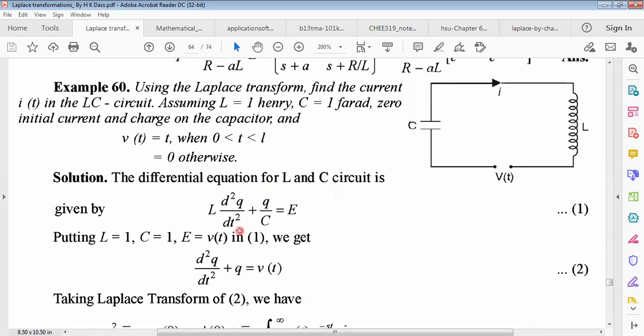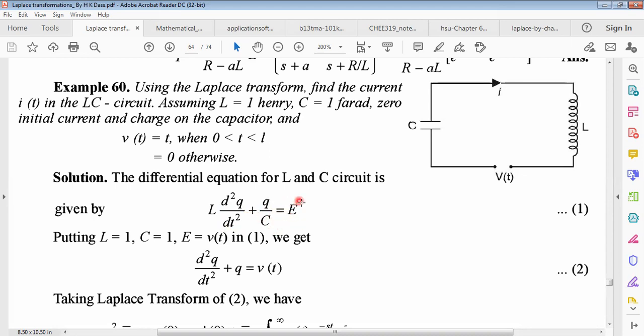dq/dt, remember it. So this can be written as d²q/dt². I equals the rate of change of charge with respect to time. This is why I equals dq/dt, remember it. So it can be written as d²q/dt². di/dt can be written as q/C.